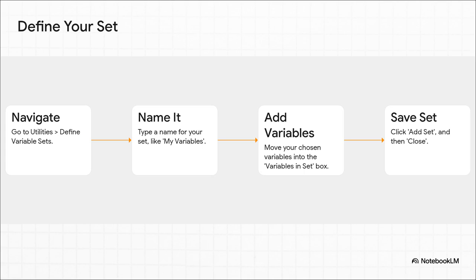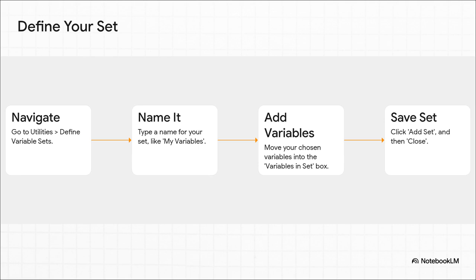Okay, first up, you're going to go to Utilities and then click Define Variable Sets. Now, give your set a name you'll remember. Something like My Variables is perfect to start. Then, this is where your codebook comes in handy. Find each variable you need in that big list on the left and just use the arrow to pop it over into the Variables in Set box on the right.